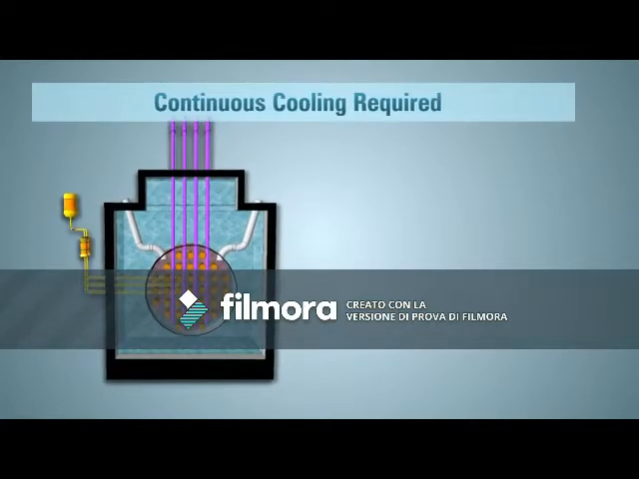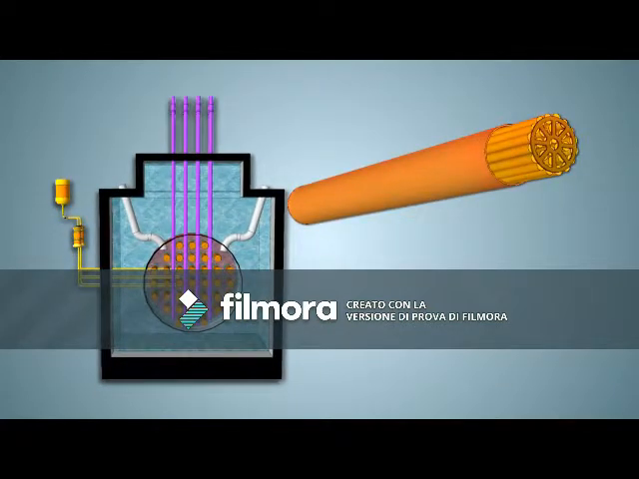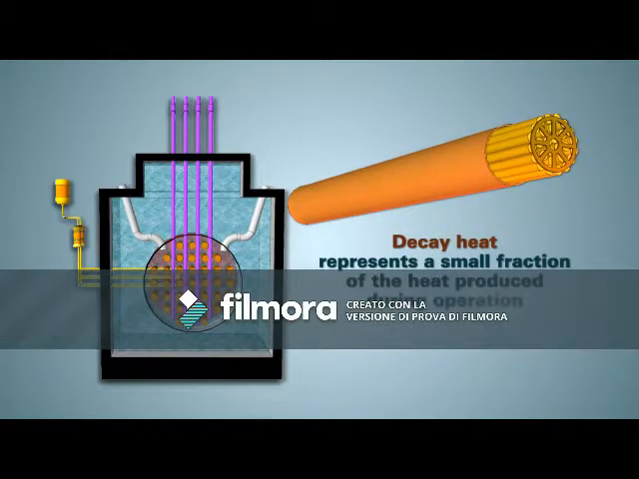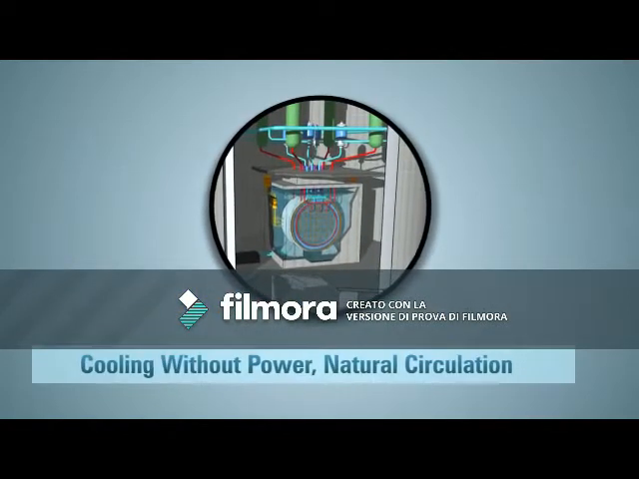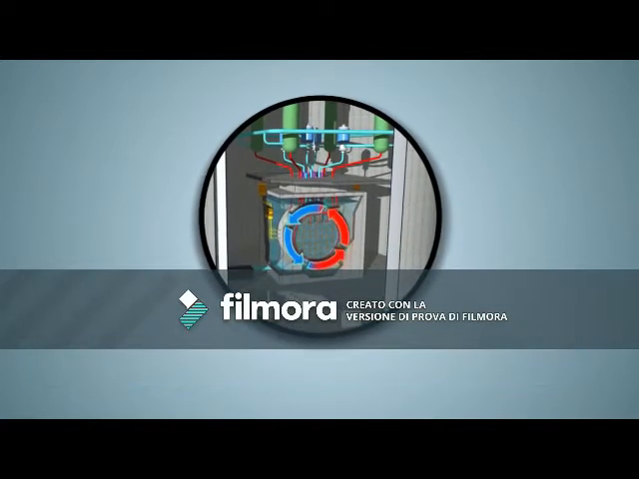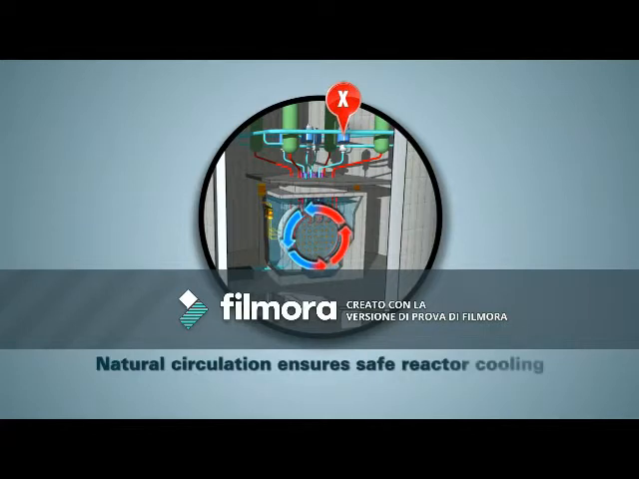Even though the reactor is shut down, the fuel inside the reactor continues to produce heat and needs to be cooled. This heat is called decay heat and represents a small fraction of the heat produced during normal operation. To reduce this heat, natural circulation takes over when the pumps that normally push the coolant through the heat transport system lose power and stop working. For natural circulation to continue over time, the steam generators need to be filled with cool water.